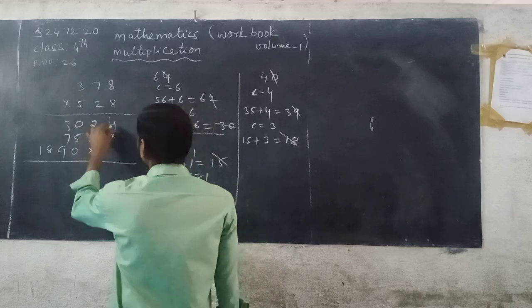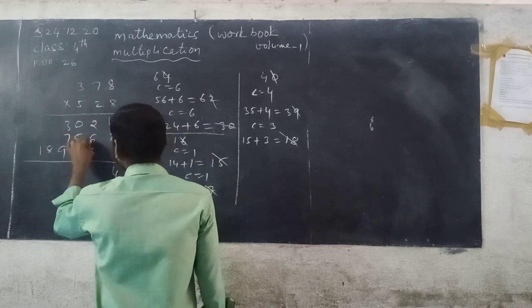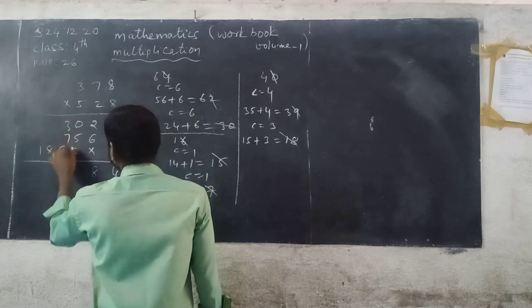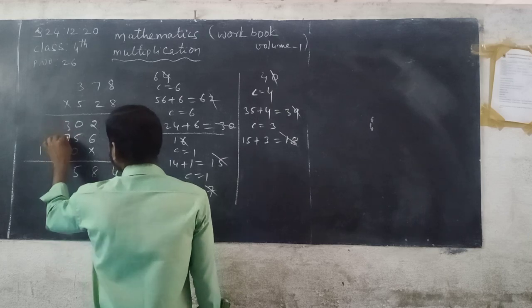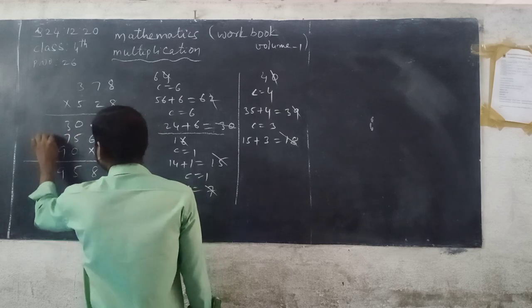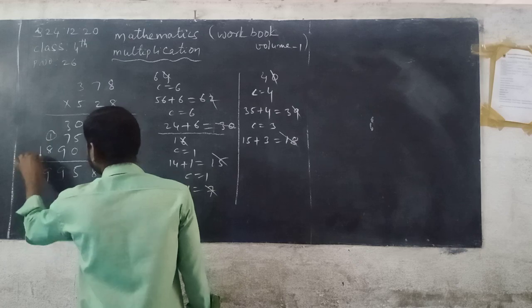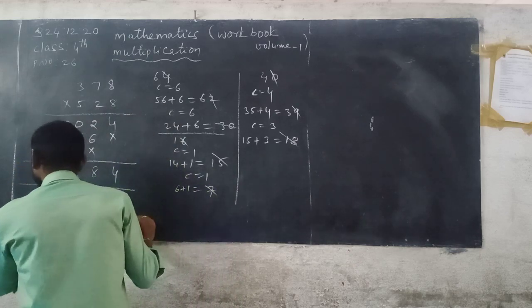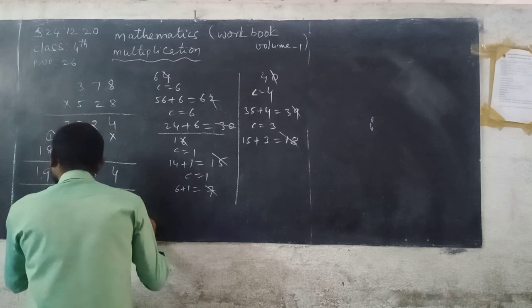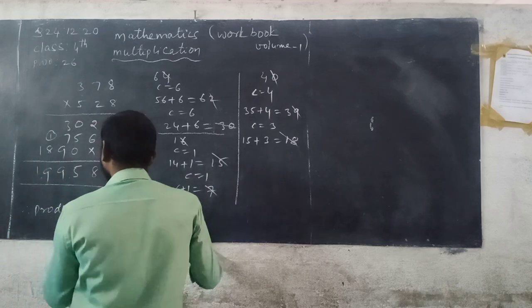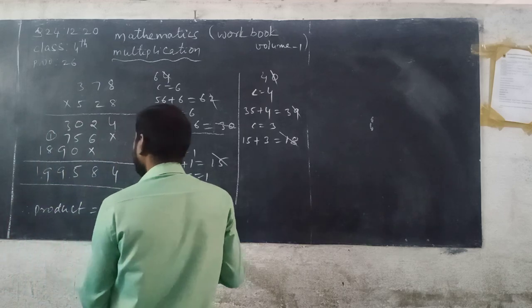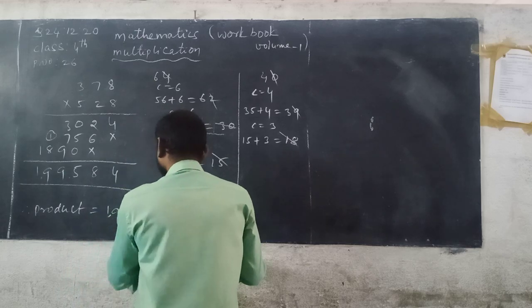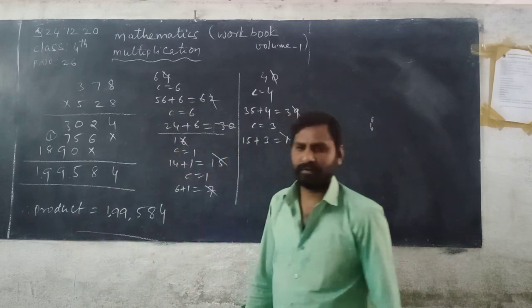See here, add: 4; 2 plus 6, 8; 5; 3 plus 7, 10; 10 plus 9, 19; 9 taking, 1 carrying; 1 plus 8, 9; 1. So the product is equal to 1,99,584.